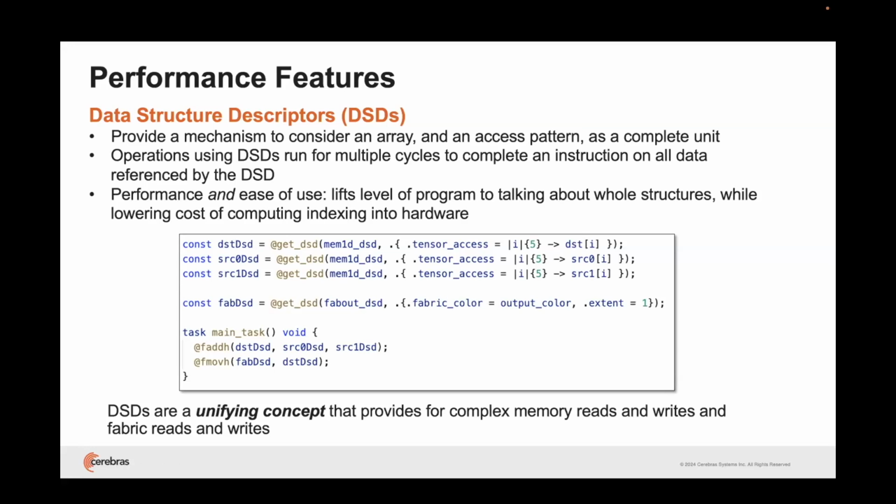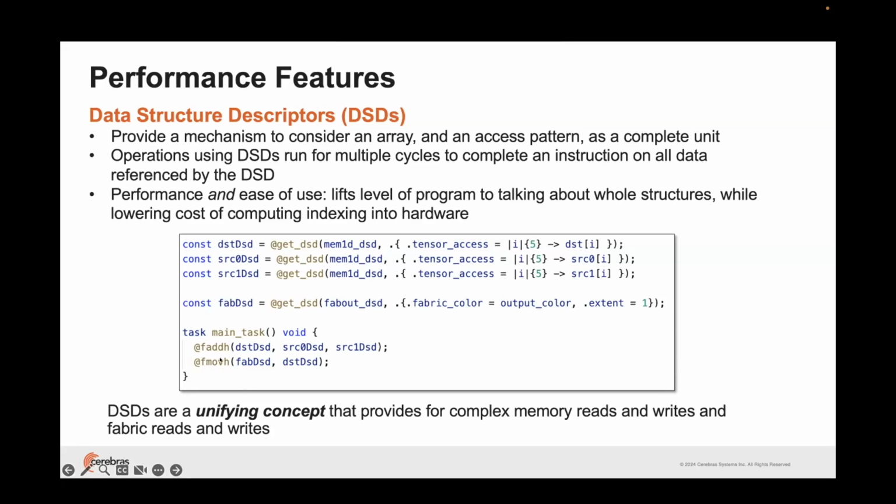Now, there's one other important thing about DSDs, which is that they're also the way that we send data to our PE's router. It's the way that data leaves our processing element. So in this case, we have what's called a fab out DSD. What this declaration is saying right here is that if I use this DSD in a built-in operation, it is going to send data to my router along the color named output color.